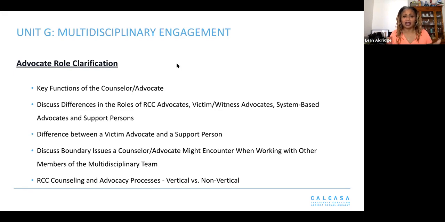Be clear about our boundaries and working with all of these other people who are part of the response teams, right? Want to make sure we're very clear about that. And then what it means to have vertical versus non-vertical service delivery.